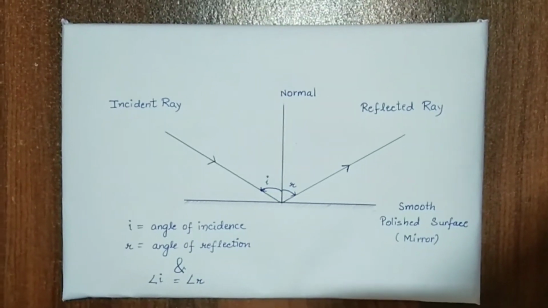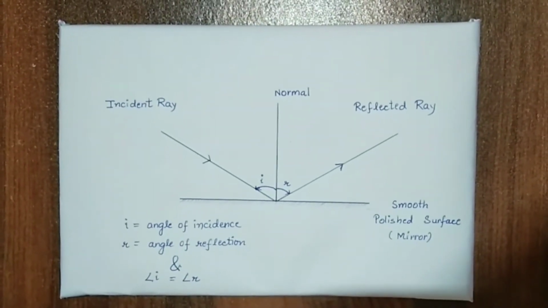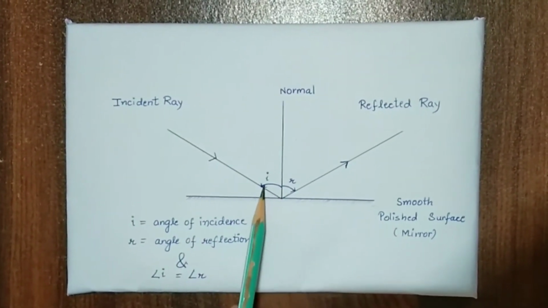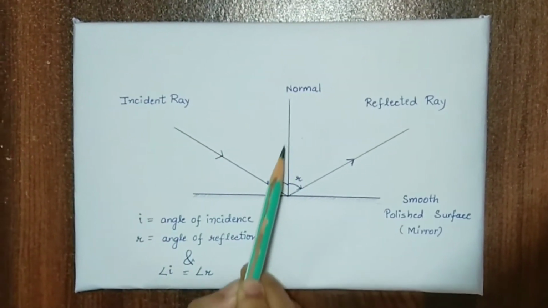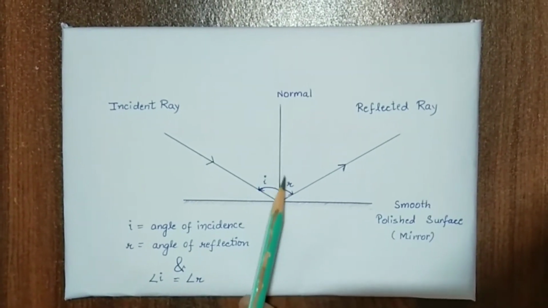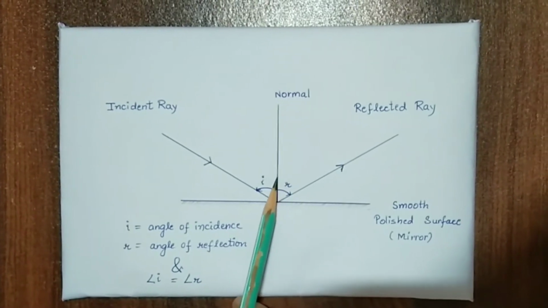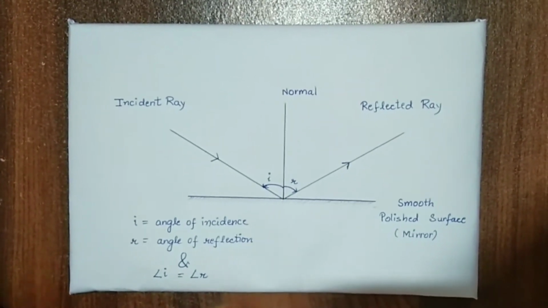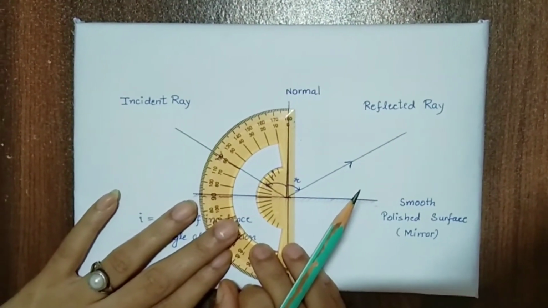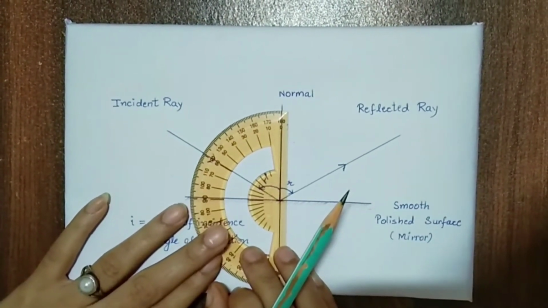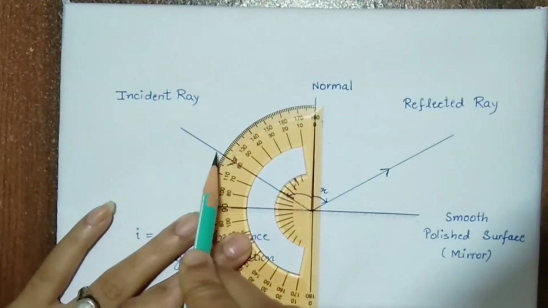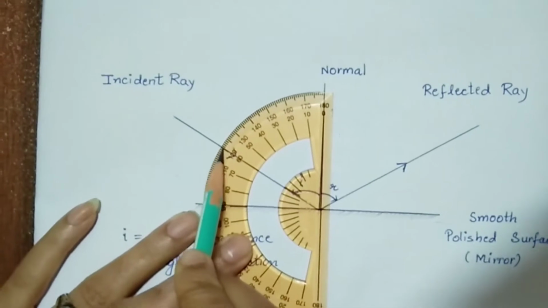Now let us understand the other law of reflection, which states that the angle of incidence, meaning the angle between the incident ray and the normal, is equal to the angle of reflection, that is the angle between the reflected ray and the normal. So let us understand how to measure the angle of incidence. Here I have kept the protractor at 90. You can see this is a normal and I have marked the angle of incidence as 60 degrees.